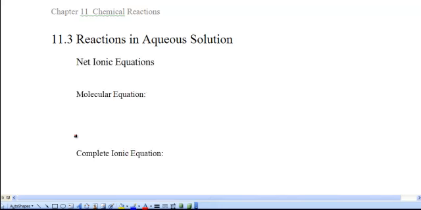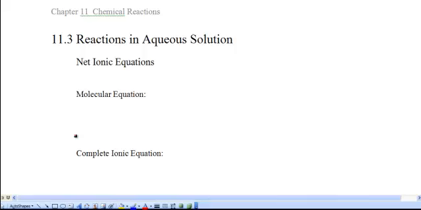And we're back and better than ever in 11.3, Reactions in Aqueous Solution. In this section we're going to take a look at the various equations that you can use to describe reactions that take place in water. We will also be showing you what are called solubility rules, which you can use to predict whether or not a precipitate will form, whether or not something is soluble or not.